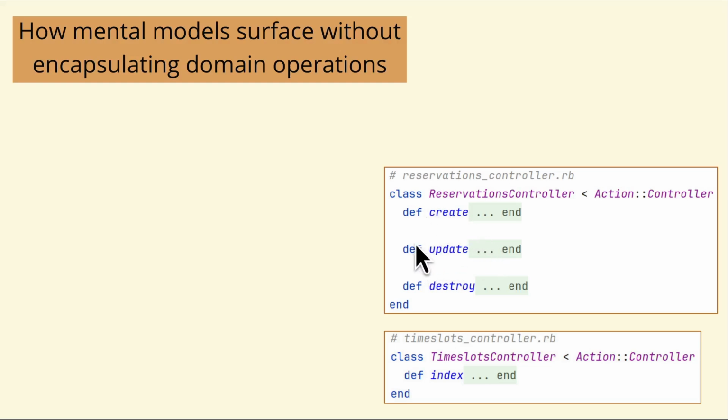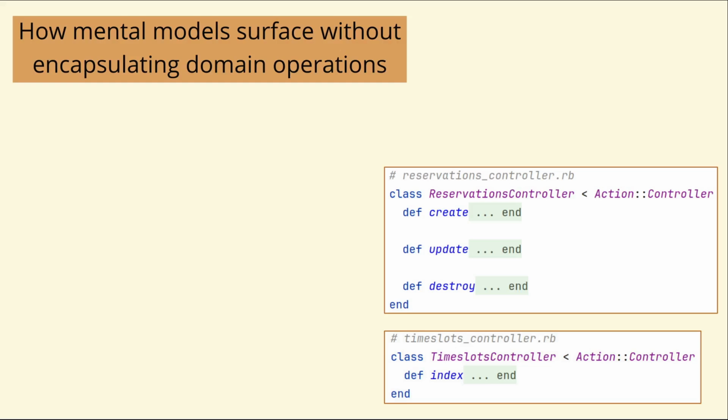However, the update action, that's a lot more ambiguous. And in my experience, any number of domain operations could actually be carried out by the update action. And often it's carrying out multiple domain operations, depending on what is being passed to it. So let's skip that one and let's look at destroy. I would guess that destroy is carrying out a cancel reservation operation.